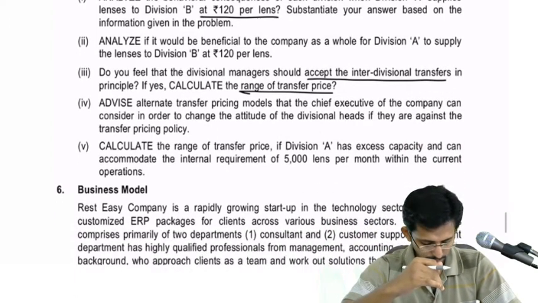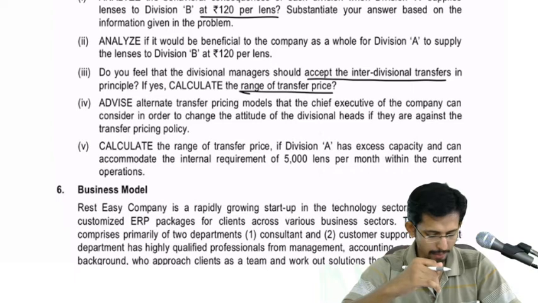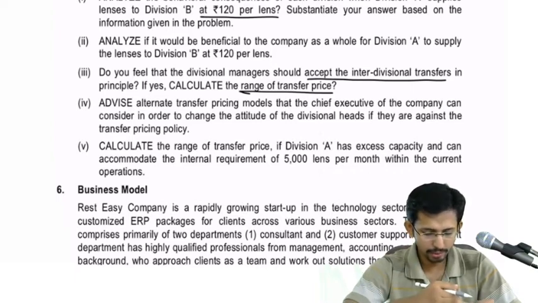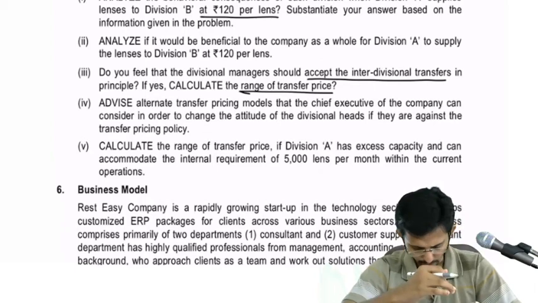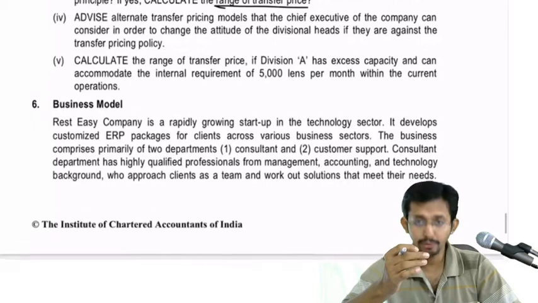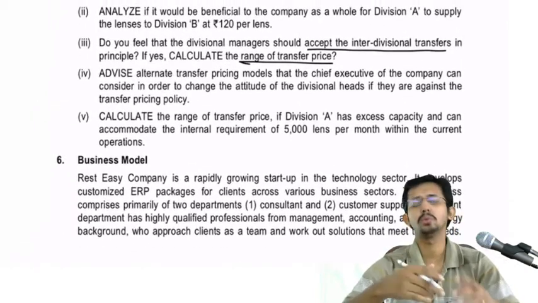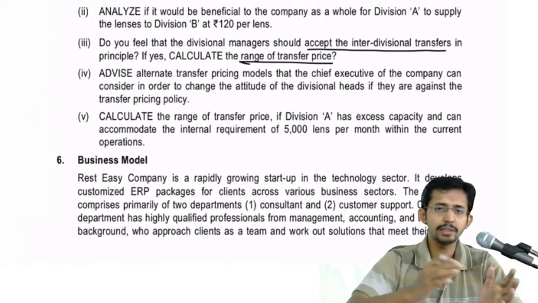and we need to find out the range of TP. Fourth one, advise alternate transfer pricing models that the chief executive of the company can consider in order to change the attitude of the divisional heads if they are against the transfer pricing policy. We have learned about different methods to resolve the conflict between the divisions.